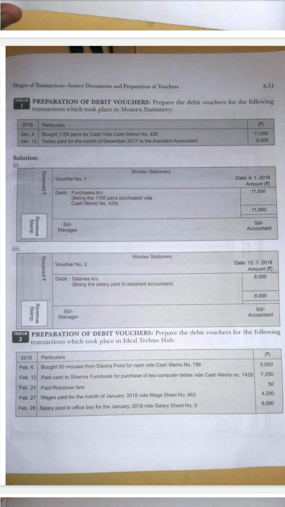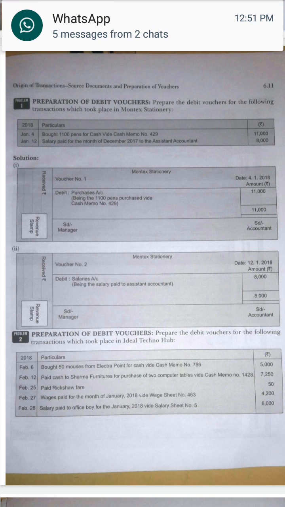Okay, so debit the salaries account and write the description in the brackets, being the salary paid to the assistant accountant. Put the date, put the company name, voucher number 2, amount, accountant, name of the manager, and as per the format write the revenue stamp. Okay, so it is very simple. Just try to do the first sum, second sum, and the credit voucher.